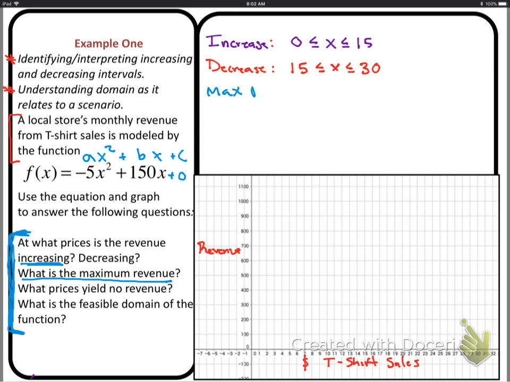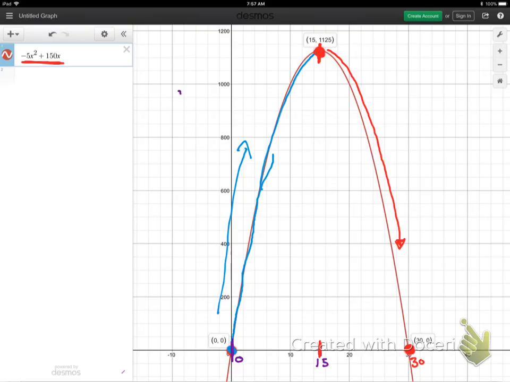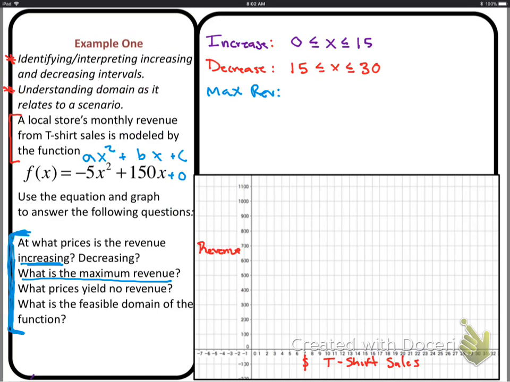So if we're looking at the max revenue, we go back to our graph. Well, our max revenue occurs right there. Right, and we're looking at the y-axis, and that is 1,125. That's the highest our graph goes. That's the maximum our graph goes. So the most amount of money we can possibly make is if we price our shirts at $15, we'll make a maximum revenue of 1,125. So when we go to answer this, our max revenue, if we price it at $15, is $1,125.